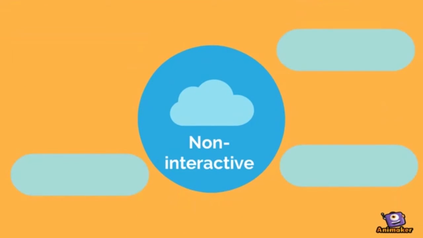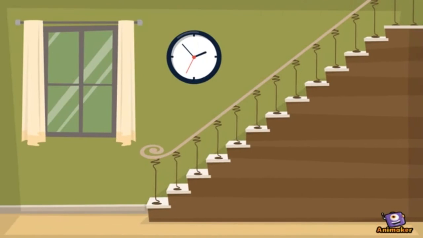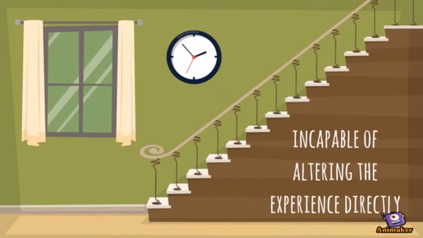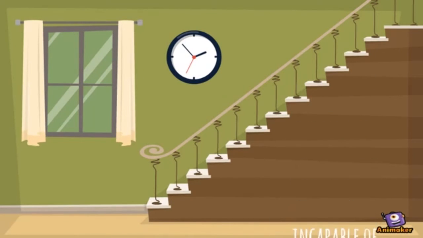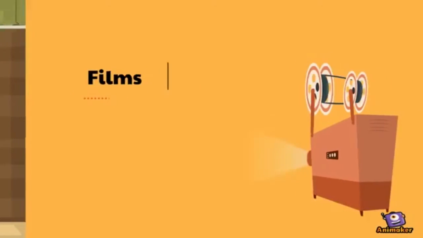Non-interactive multimedia is only a one-way interaction. It is also frozen and can only be watched. The audience are only observers, and because it is frozen, they are incapable of altering the experience directly. Unlike interactive multimedia, non-interactive is a passive form of entertainment.